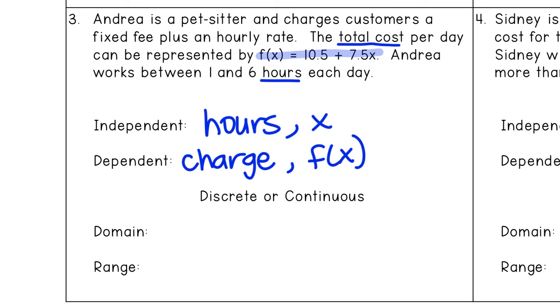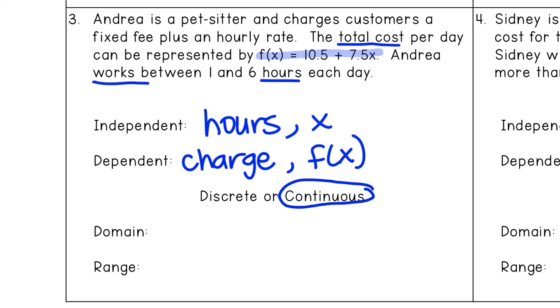Her charge changes depending on how many hours she stays there. So again, now we have to decide, is this discrete or continuous? This is based off the independent. Hours are measured. You would use a clock or a stopwatch to determine how long you spent there. So that is continuous. Also think about whether partials are true. She can spend 1 hour, 2 hours, yes. But she could also spend 2 hours and 13 minutes. She can spend 3 hours, 12 minutes, and 45 seconds. You can break it down smaller, so that makes it continuous.